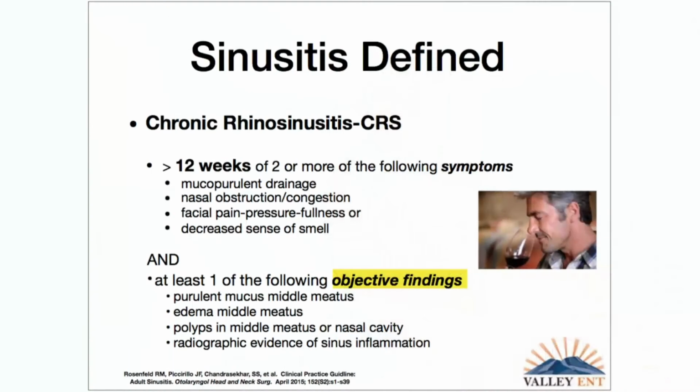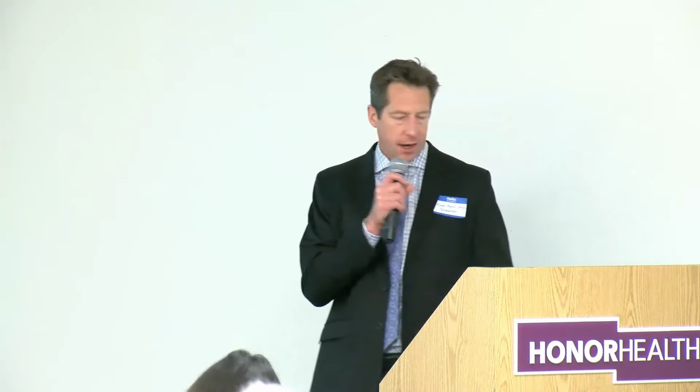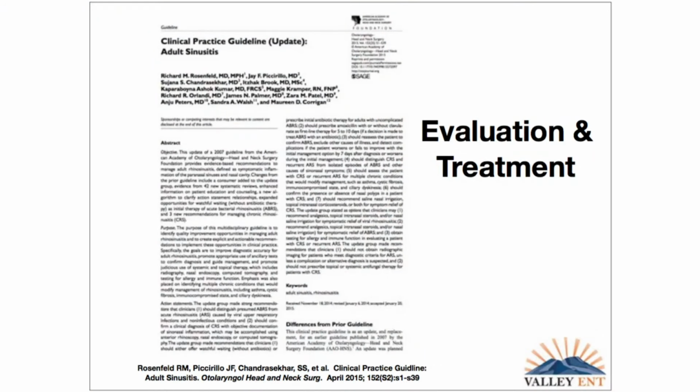So they need 2 or more of these for 12 weeks. And then they need 1 objective finding on exam or imaging to make the diagnosis. So you're looking for purulent discharge, edema, or some type of radiographic evidence of sinus inflammation. You can't make the CRS diagnosis just on symptoms alone. Our academy, the American Academy of Otolaryngology Head and Neck Surgery, came out with clinical practice guidelines. I've included the reference in your syllabus.